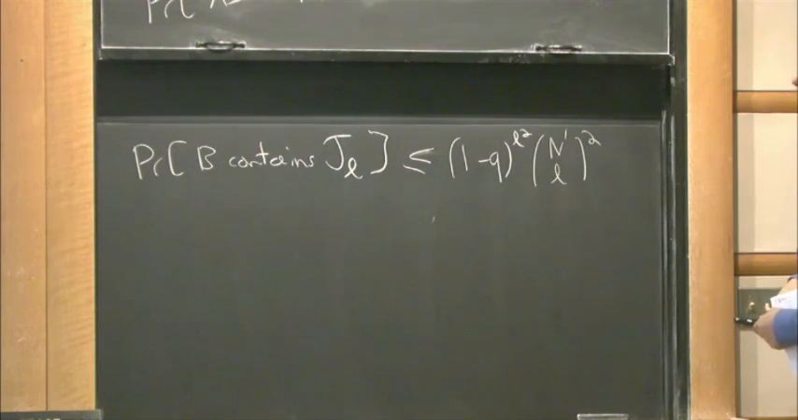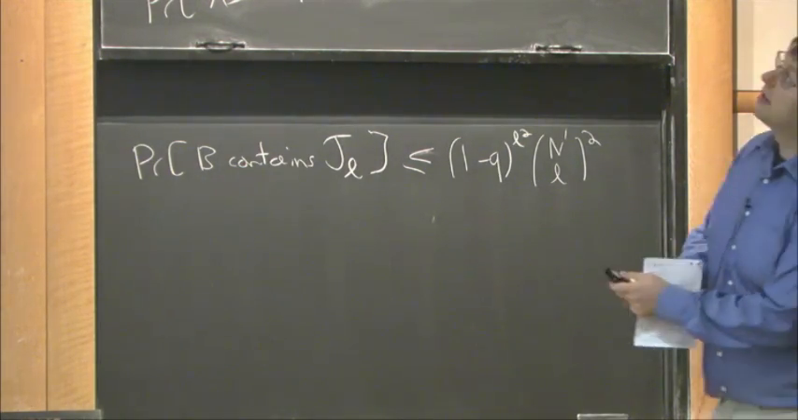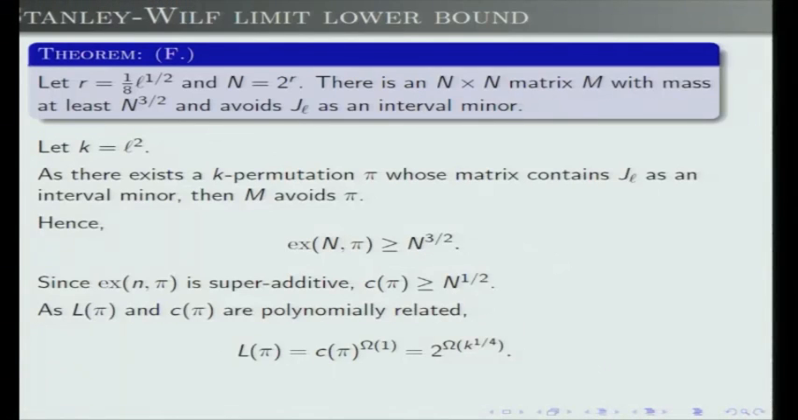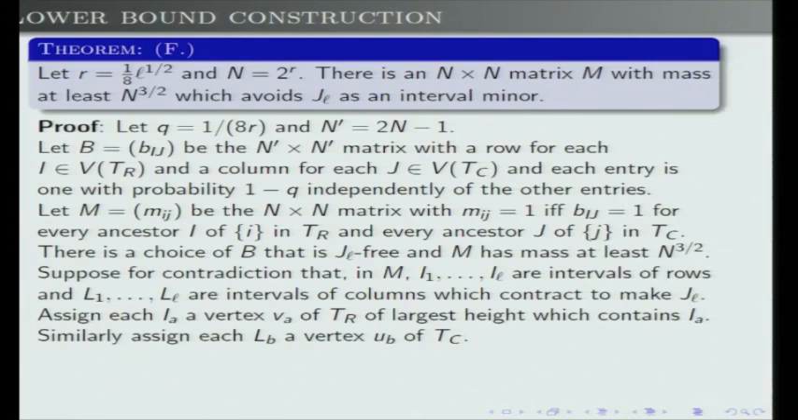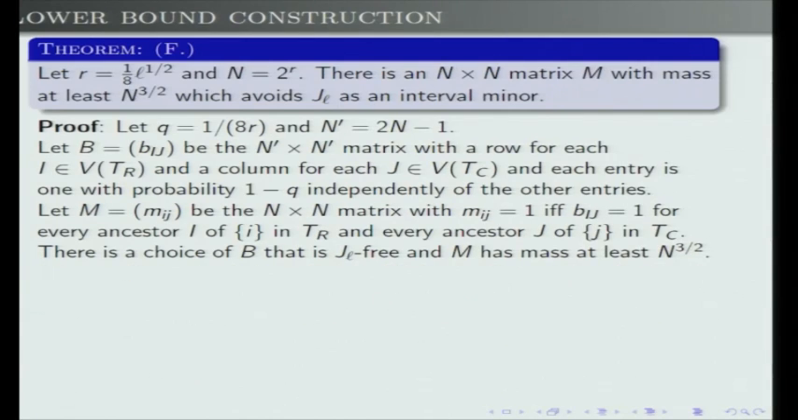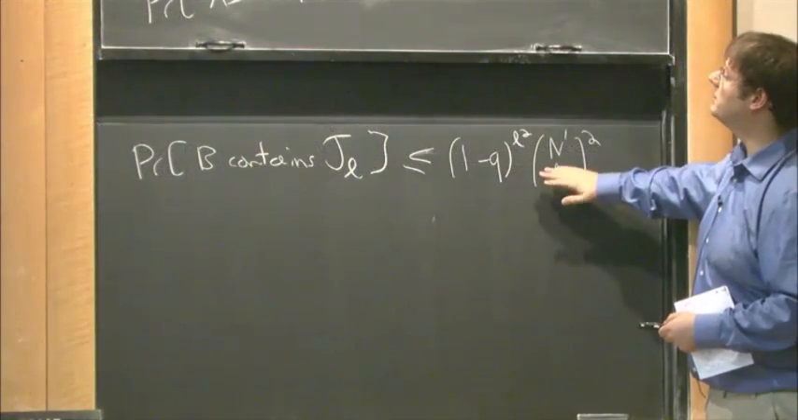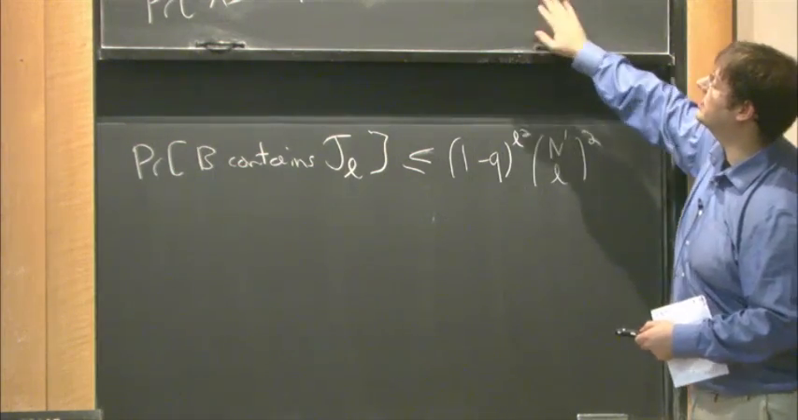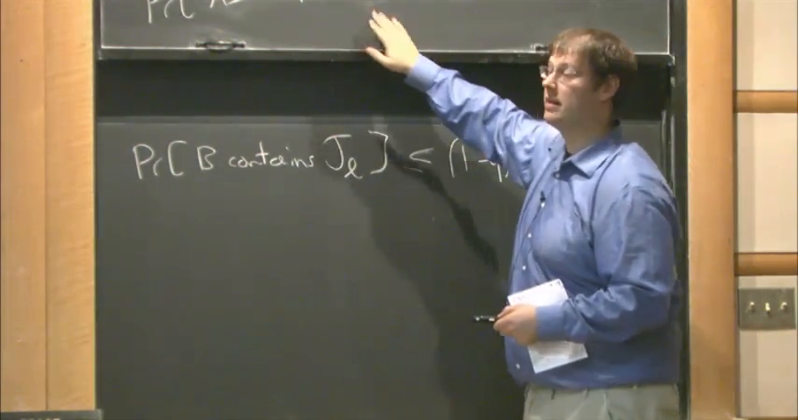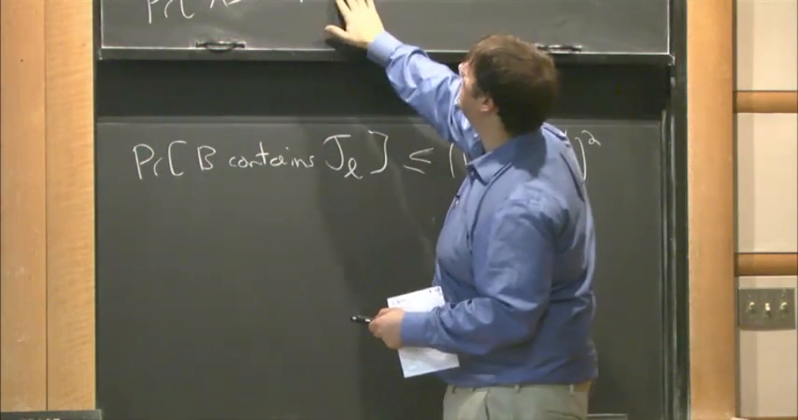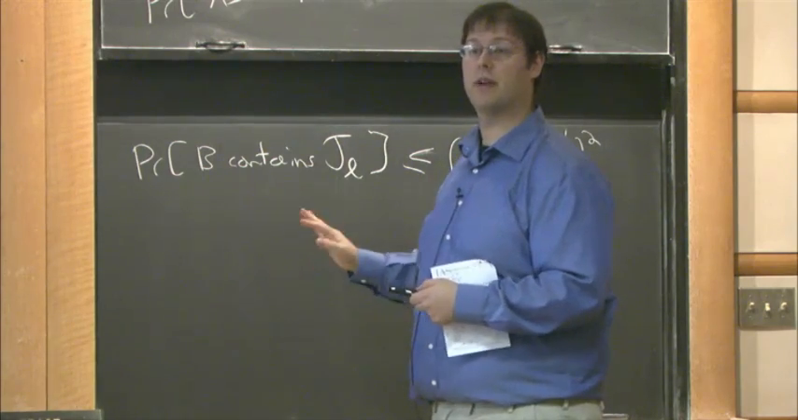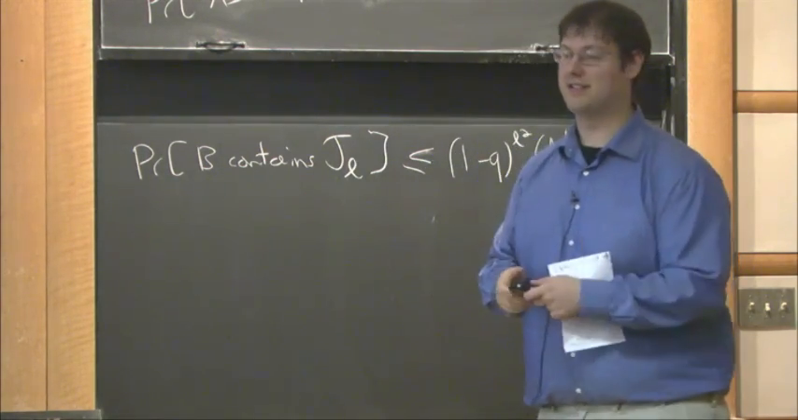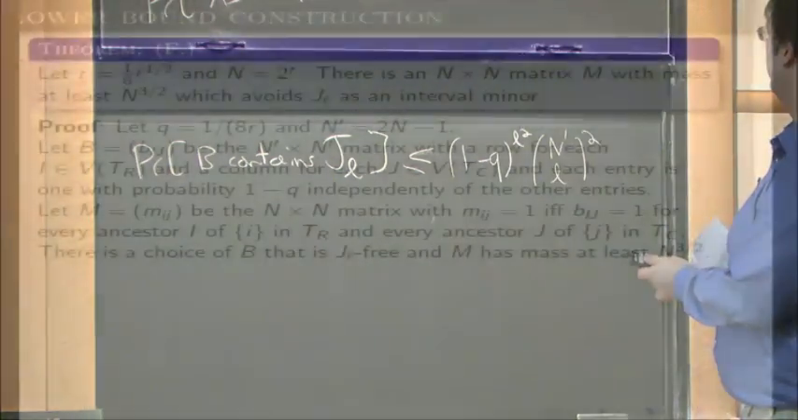And you can easily check with a choice of parameters that the probability that it contains a JL is smaller than the chance that x is at least 1 minus q times its expected value. And the 1 minus q times the expected value you can also check is at least n to the 3 halves. So these are very simple computations. No one wants to see something trivial, so we won't do this here.